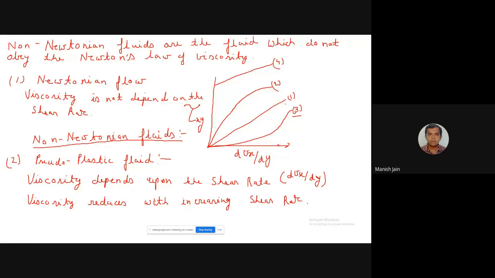Like charcoal, or any semi solid material, you will find semi solid materials generally follow this rule. When you have a very low shear rate, very low velocity, they will flow very easily. But when you increase the velocity, you will face more resistance. So the material becomes more viscous.